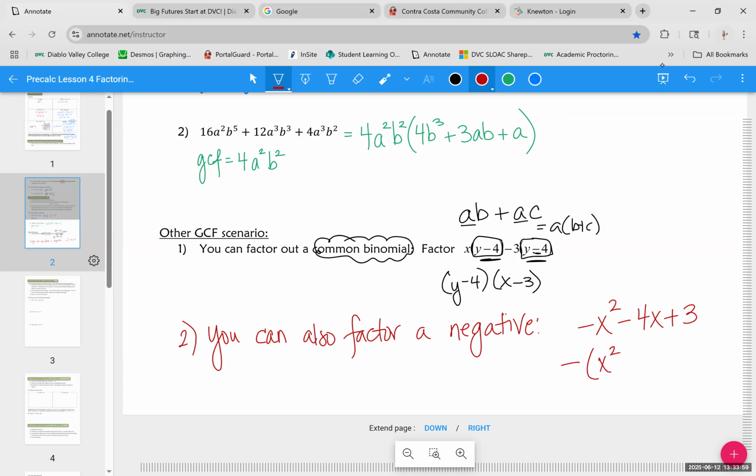And when you pull the negative out, all that's doing is changing the signs inside, right? Because if you were to distribute a negative back in, it's like a -1, it would change all the signs. So that is a common technique we might use.